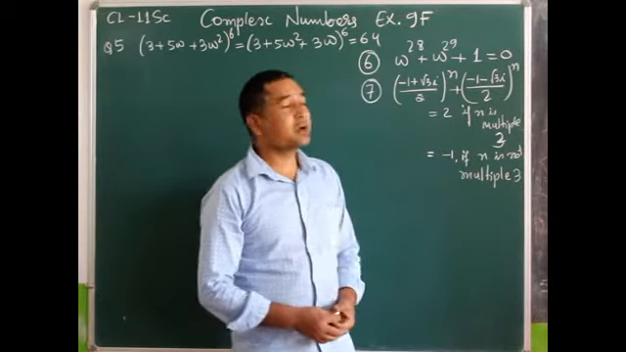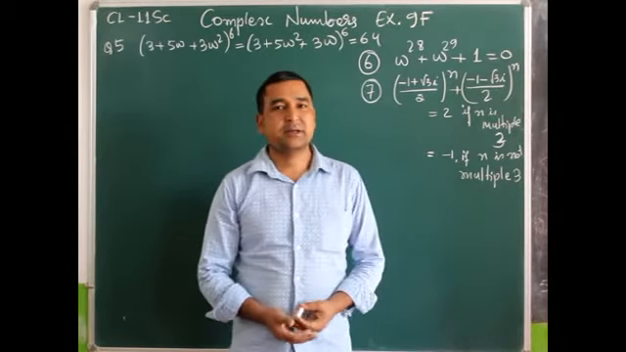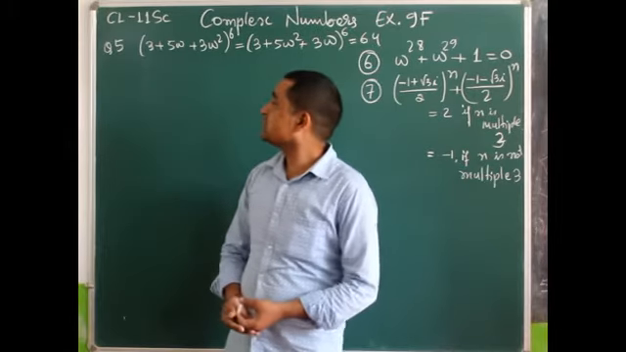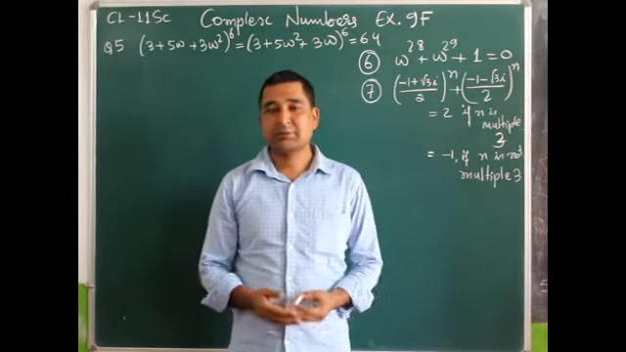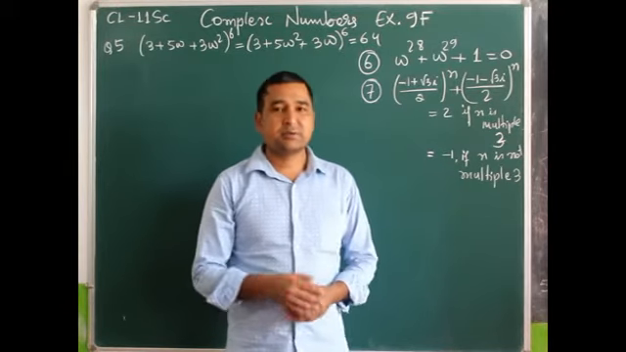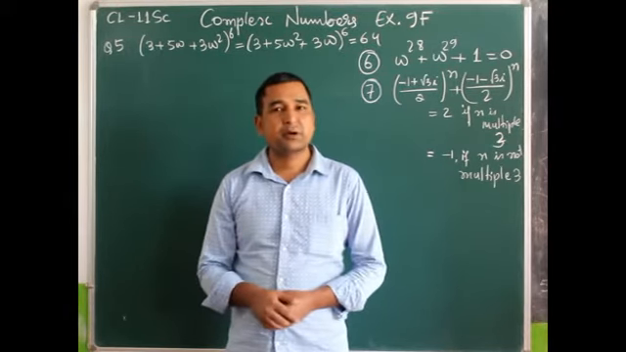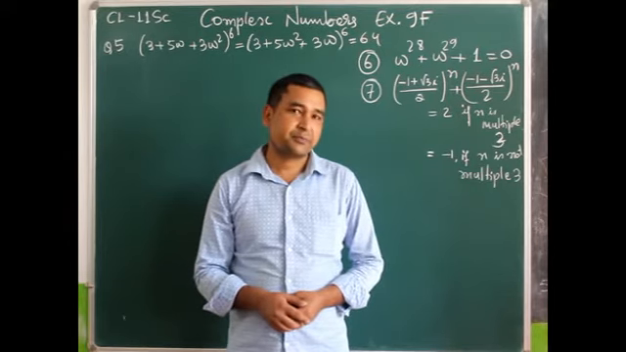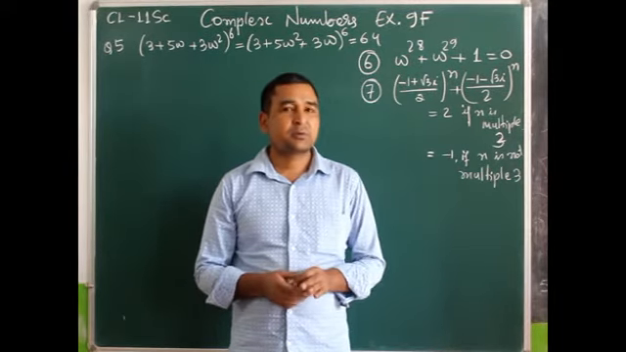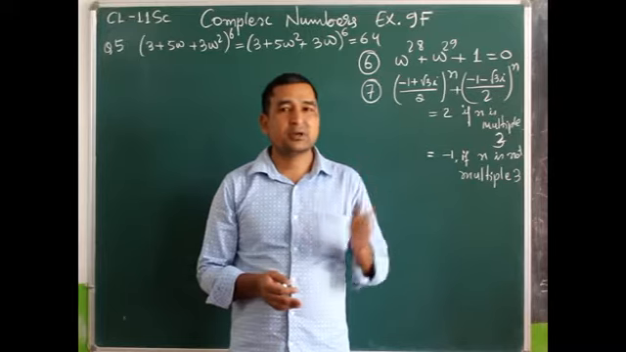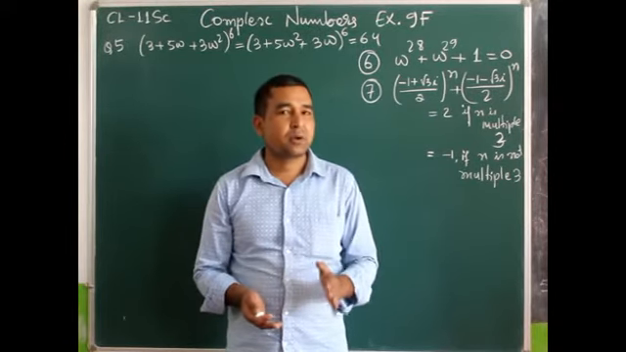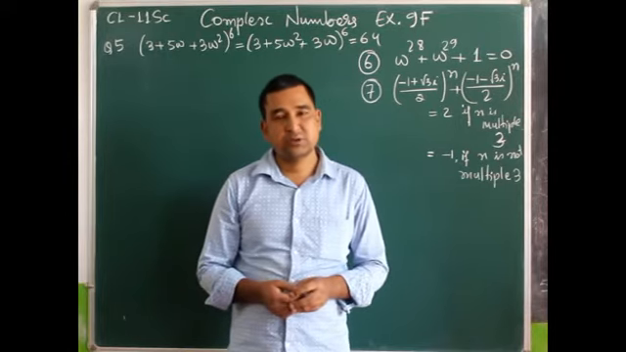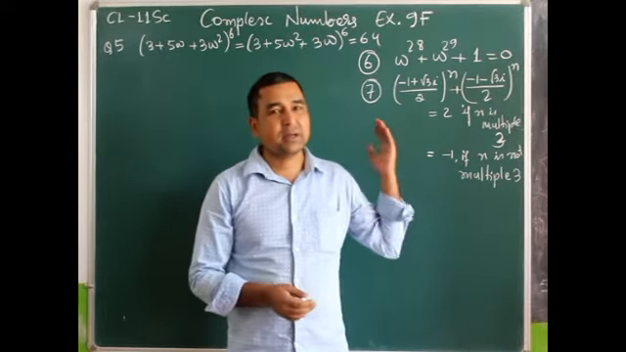Students, we are going to learn exercise 9F, questions number 5, 6 and 7. To solve these calculations is very easy after knowing the property of cube root of unity, that means omega cube equals 1 and 1 plus omega plus omega square equals 0.